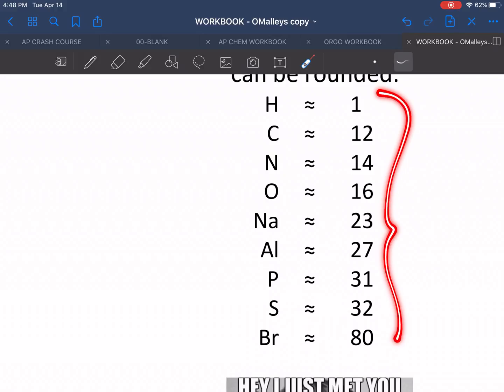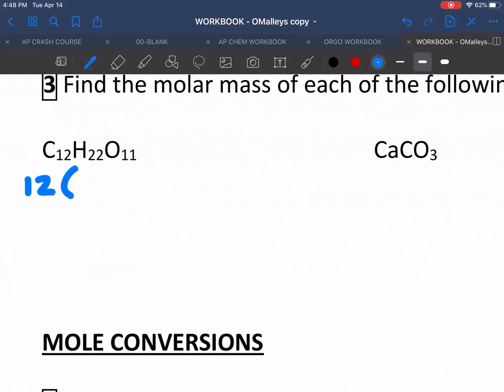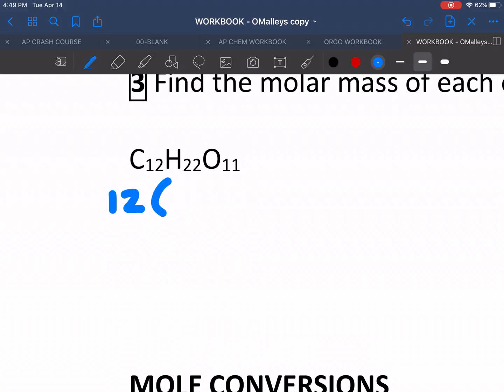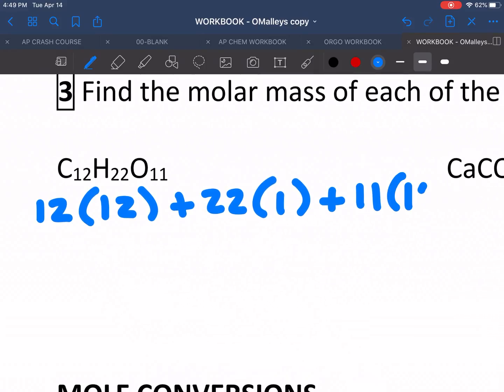So this chart over here is just what I would consider to be a chemist's commonly rounded atomic masses. You are so okay to never round your atomic masses. You'll get a more precise number that way. But the precision that's given is based on what periodic table you're using, so there's a little bit of wiggle room with that. Carbon is primarily 12, so I'm going to round it to 12. There's 22 hydrogens, mostly weighing 1. There's 11 oxygens, and they're really close to 16.